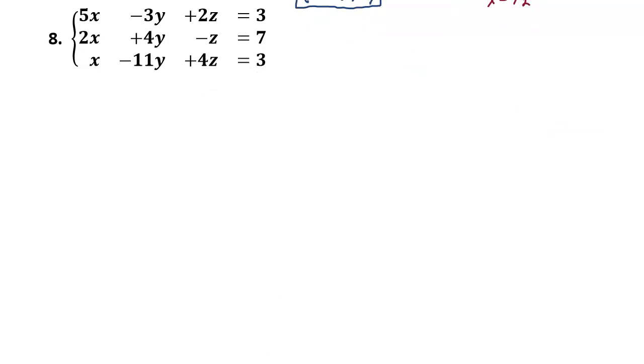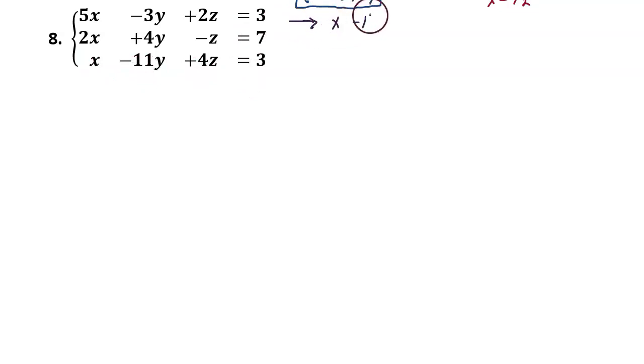Here's number 8. Remember, the first step is for the first equation to have a leading coefficient of 1. We could accomplish that by dividing everything by 5, although that will create fractions. Or I notice how the third equation already starts with a 1. So we could interchange the first and third equation. Simply write the third equation as the first equation. So let's do that right now.